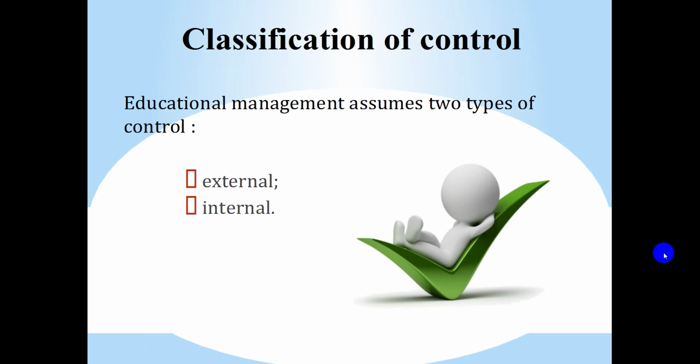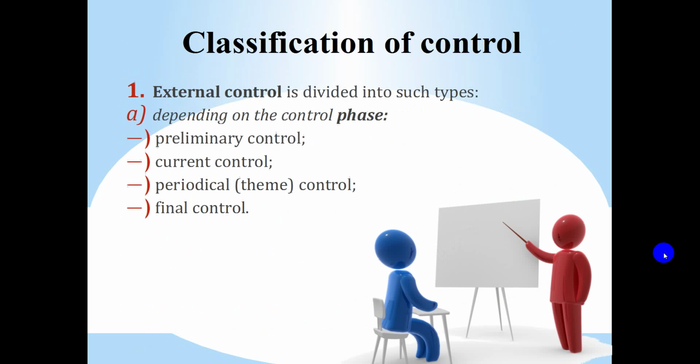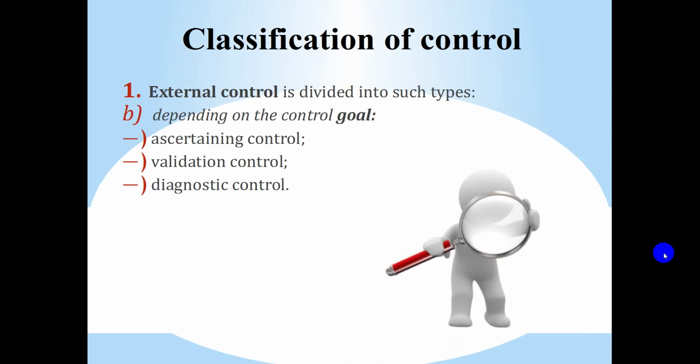Classification of control. Educational management assumes two types of control. It's external and internal. Then external control is divided into such types as: A. Depending on the control phase, we can name preliminary control, current control, periodical or theme control, and final control. B. Depending on the control goal: ascertaining control, validation control, diagnostic control.